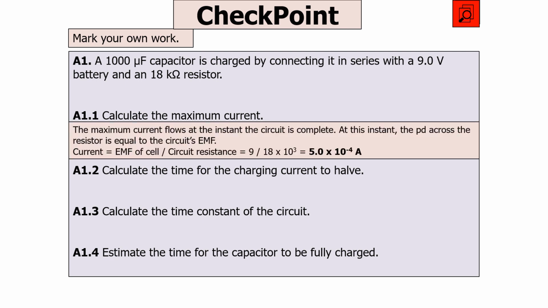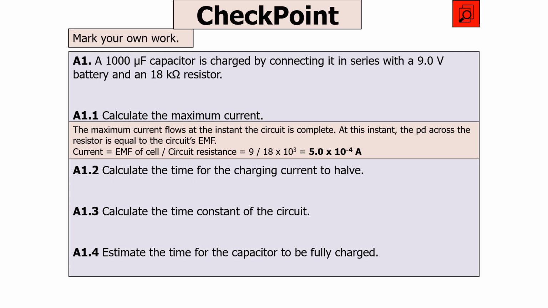So the maximum current is going to be equal to V over R. Therefore, what is V? Well, it's the maximum current, so therefore it's the maximum potential difference, which is going to be the EMF of the power source. You divide it by the resistance of the circuit. It's 9 over 18 times 10 to the 3, because kilo turns into ohms by that method. So you get 5 times 10 to the minus 4 amps.